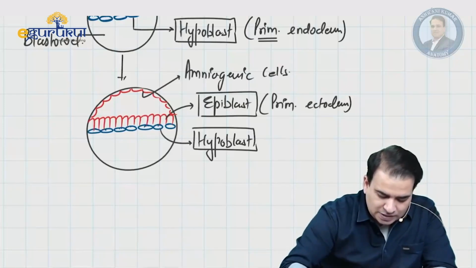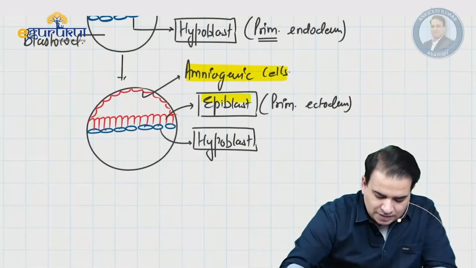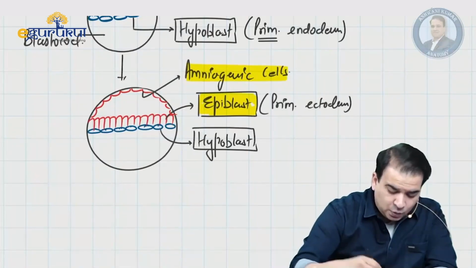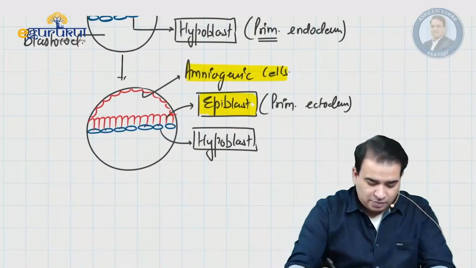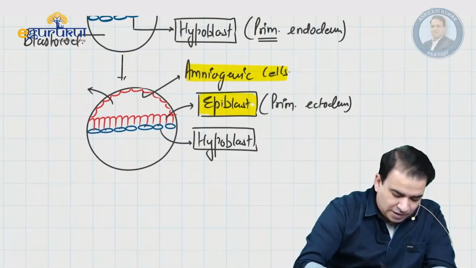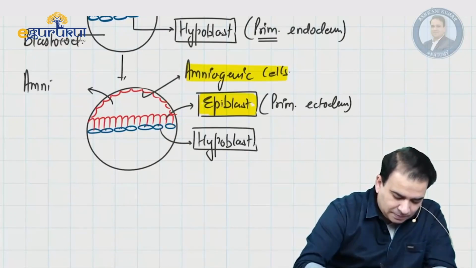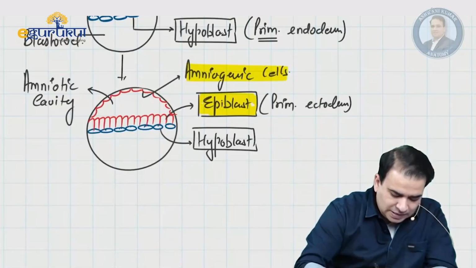So one question here: where are the amniogenic cells derived from? They are derived from the epiblast only. And once these amniogenic cells line the cavity from inside, the cavity above, we start calling it the amniotic cavity. This cavity here is called the amniotic cavity.